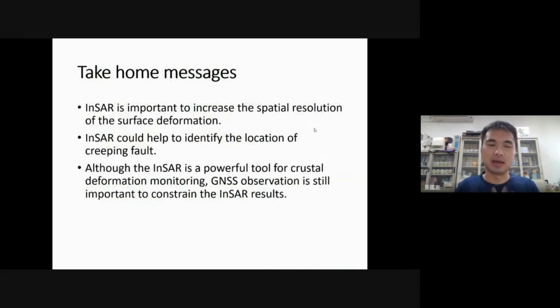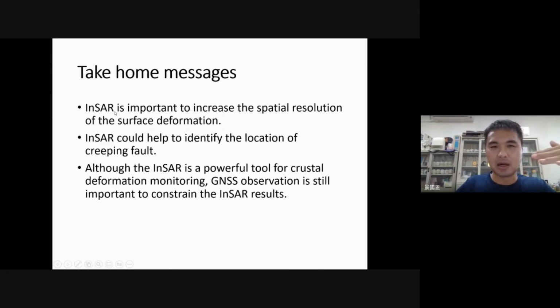Okay, so I think this is the final slide. I hope in these lectures I gave you the concept of the relationship between surface deformation and the mechanisms like the faults, the slip on the fault. And I also showed you the concept of the surface deformation and the geodetic data or geodetic techniques.